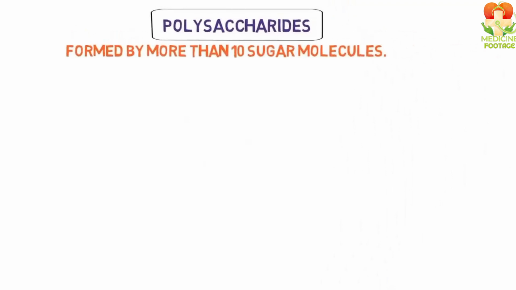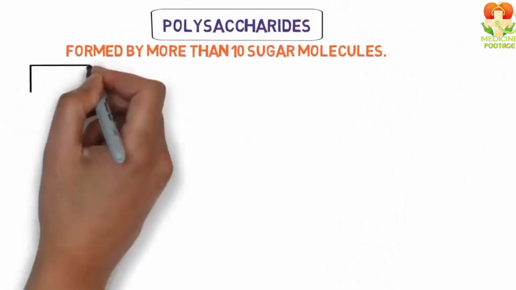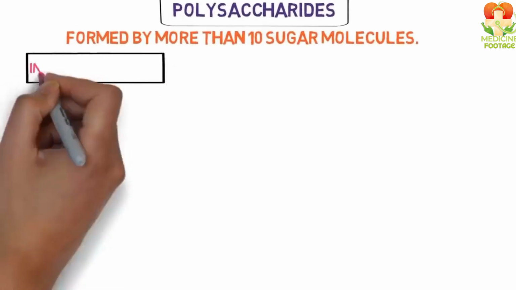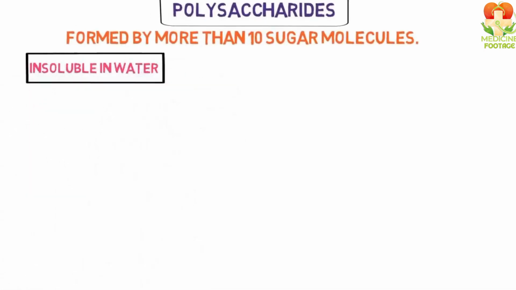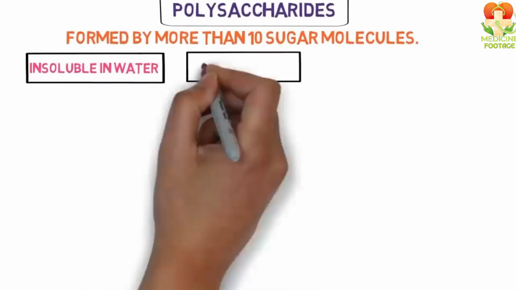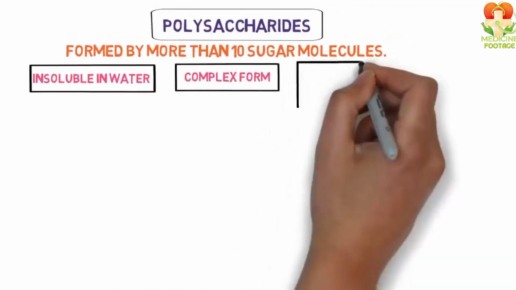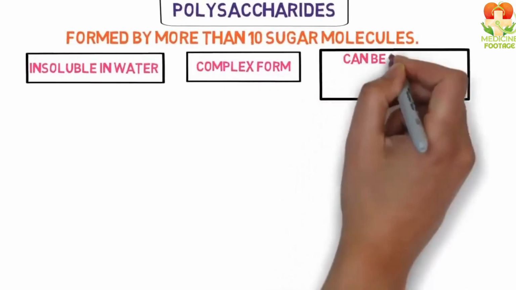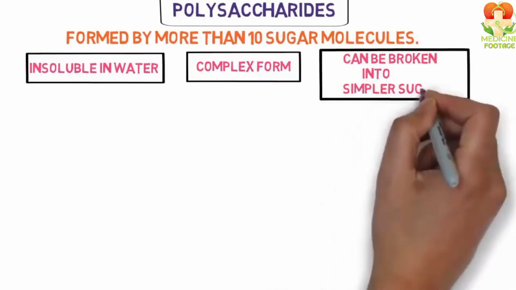We have further subdivided polysaccharides into different types. If we talk about polysaccharides, they are complex, which is why they are insoluble in water. However, simple sugars such as monosaccharides are soluble in water. I've mentioned that since these are insoluble, it's because they are complex. Since they are complex, we can break them down further into simpler sugars.